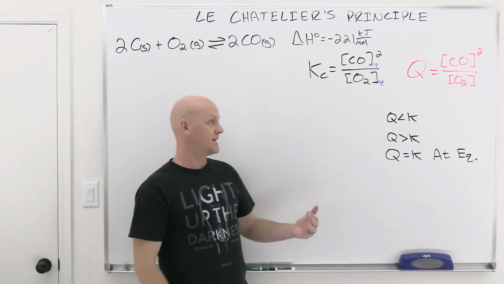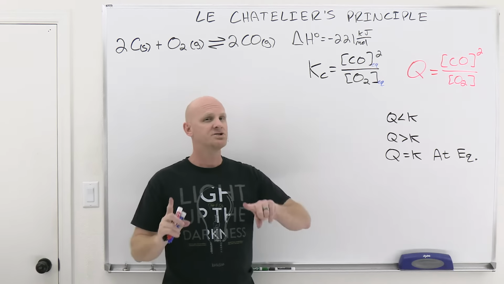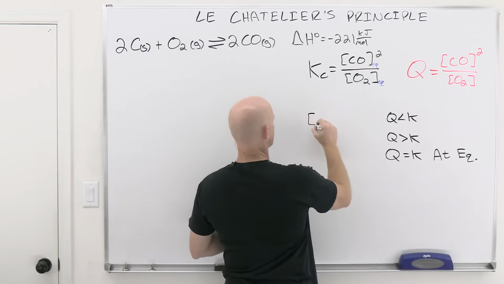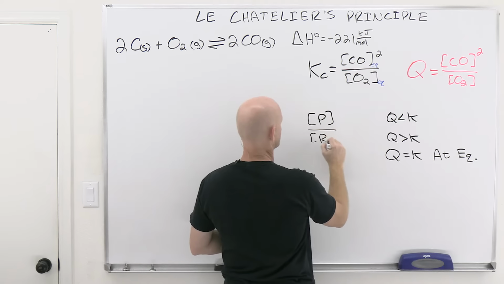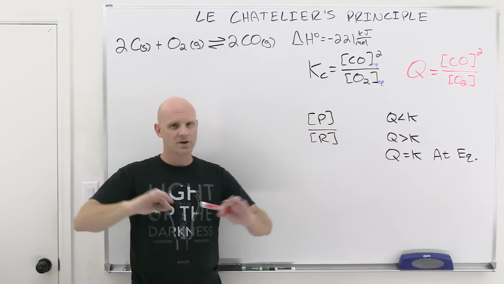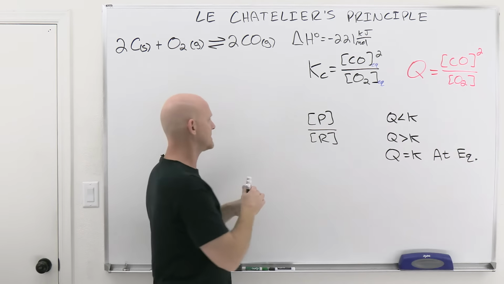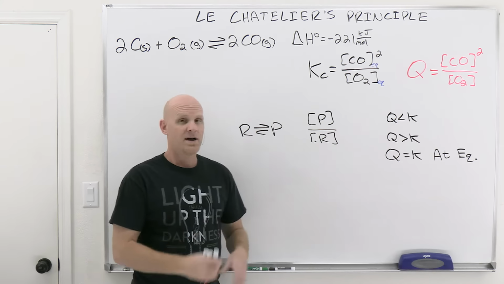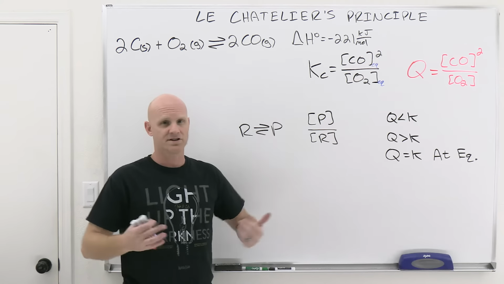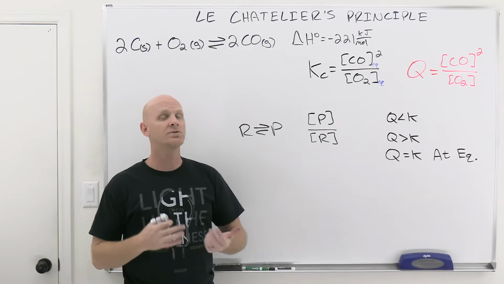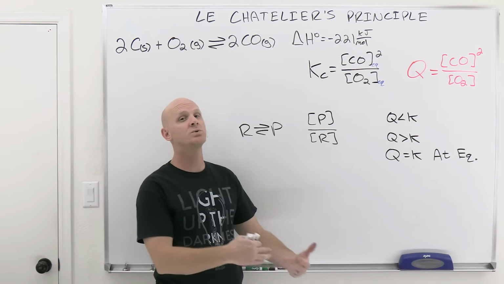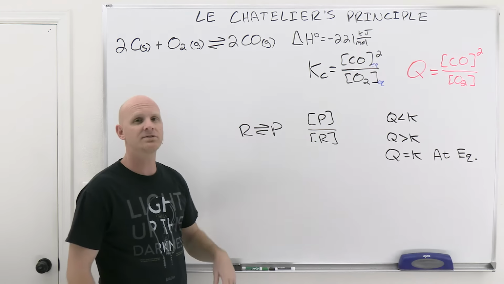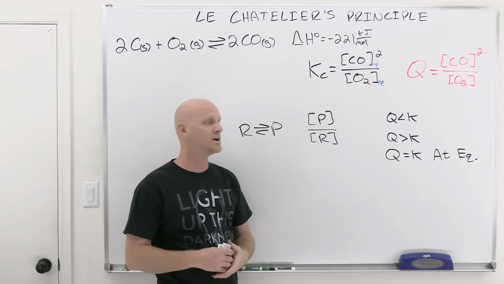Again, if Q is either bigger or smaller than K, you're not at equilibrium, but you know more than that. You can actually figure out which way it needs to shift to get to equilibrium. We're looking at this ratio of products to reactants, and I'm just going to look at it very generically here, leaving off any exponents. We have reactant, we have product, and we have a reaction where reactants are converted to products. This ratio can change as the reaction proceeds. It's going to get closer and closer to equaling K until you finally reach equilibrium, at which point this ratio would exactly equal K.